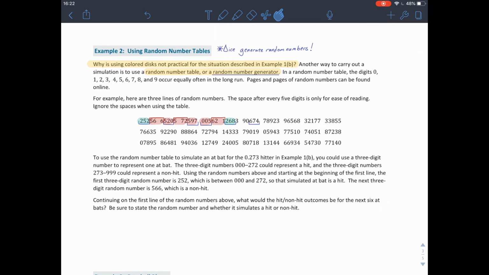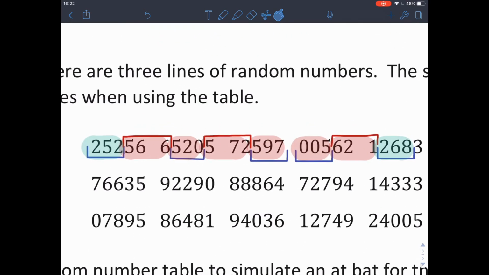So now that we have this, if we continued on, what would be the hit and non-hit outcomes for our at-bats? For the first 2 at-bats, I went through and colored all these in. Our first 3 digits are 252. That's below the 273 threshold, so that was a hit. But then our next set of 3 digits, 566, is above 273, so that is a miss. If we look through just our first 8 outcomes, most of them are misses and 2 of them ended up being hits.